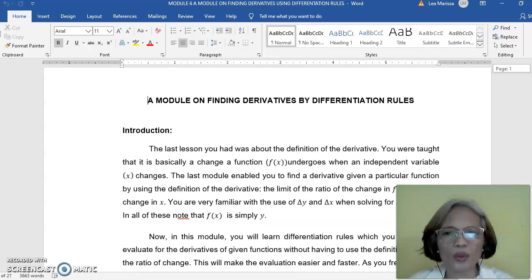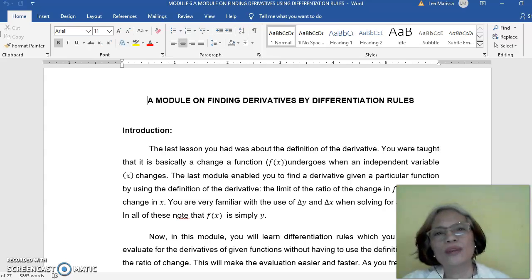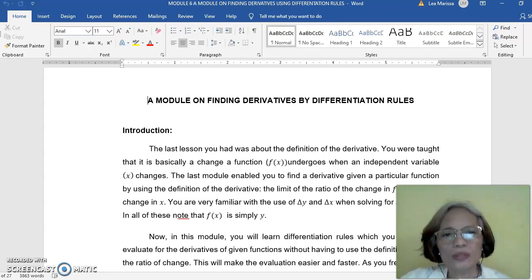There are 7 components. So this is the title. Clearly, when you look at the title, it says that it is about differentiation rules: finding derivatives using differentiation rules, as opposed to finding derivatives using the delta definition. The next component is the introduction.